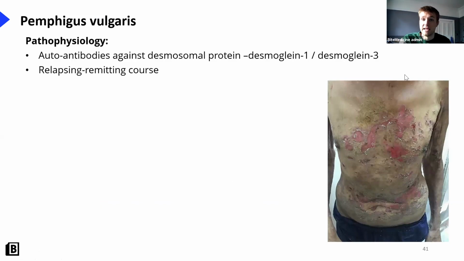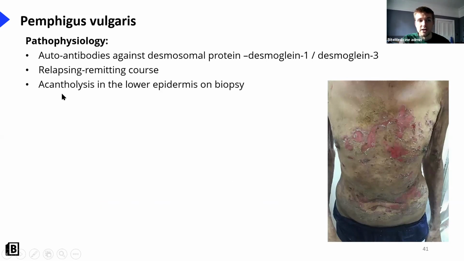Autoantibodies this time against desmoglein 1 and desmoglein 3. Those are our desmosomal proteins also involved in the interconnection of cells. Follows a relapsing remitting course, and you get acantholysis in the lower epidermis on biopsy. Acantholysis essentially means the separation of skin cells due to the loss of your interconnection proteins like desmosomes and hemidesmosomes.